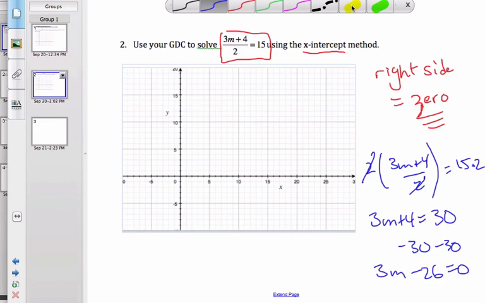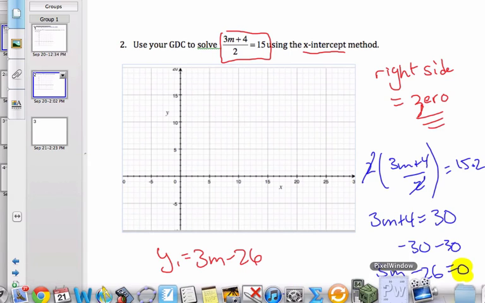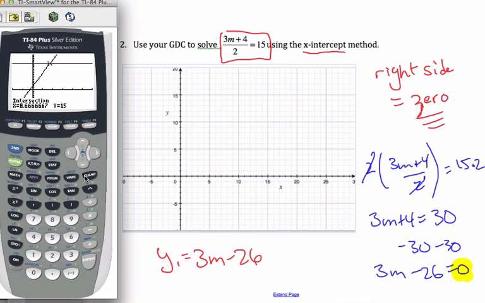The key to this scenario is you need one side to be 0. And so in our calculator, what are we going to put in? We can just put the left-hand side, 3m - 26. So if I go and get my calculator, let's clear all that. Clear all this. I have 3x - 26. And I'm going to graph it.